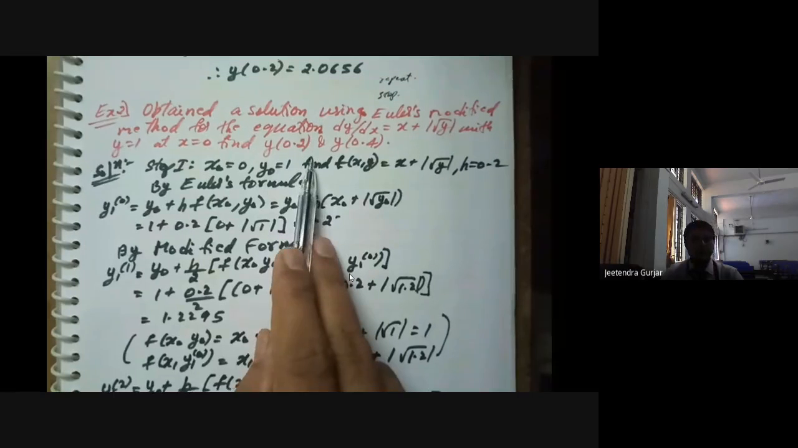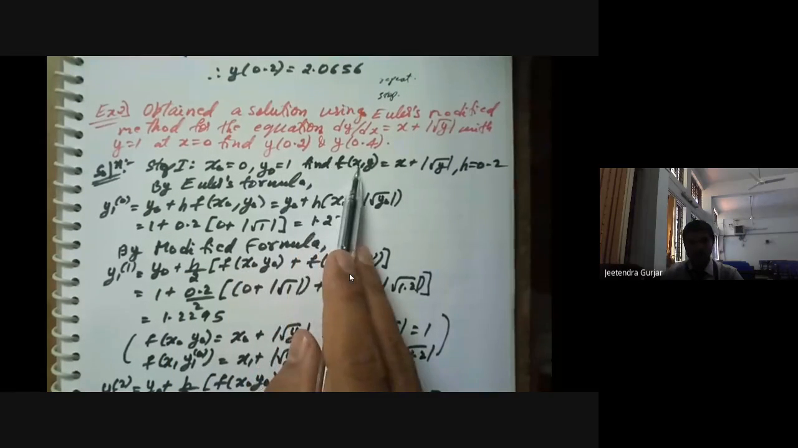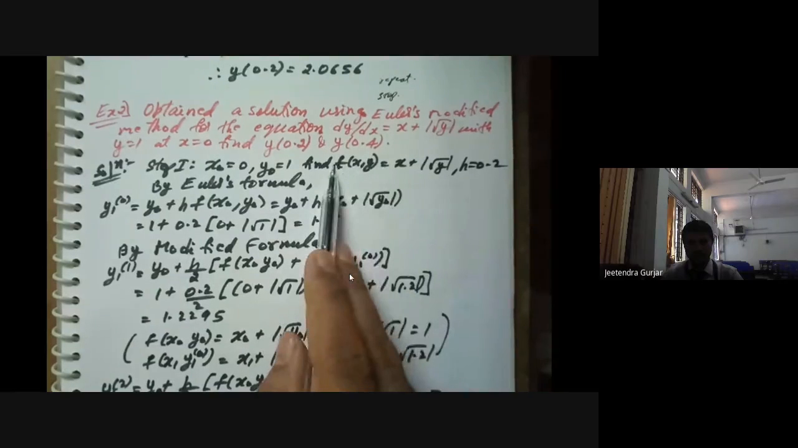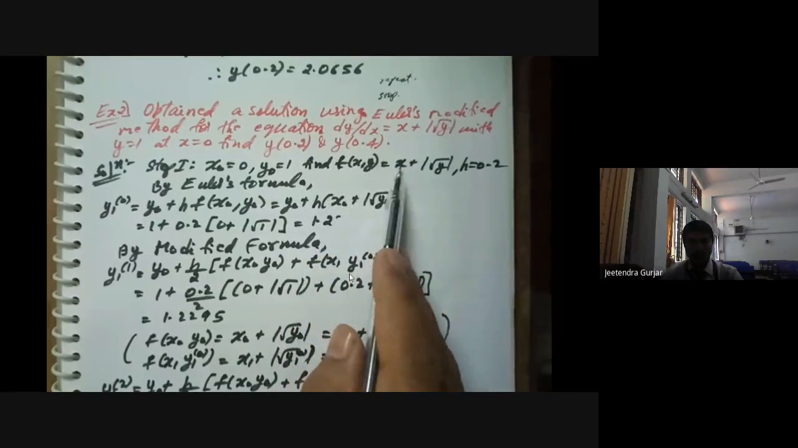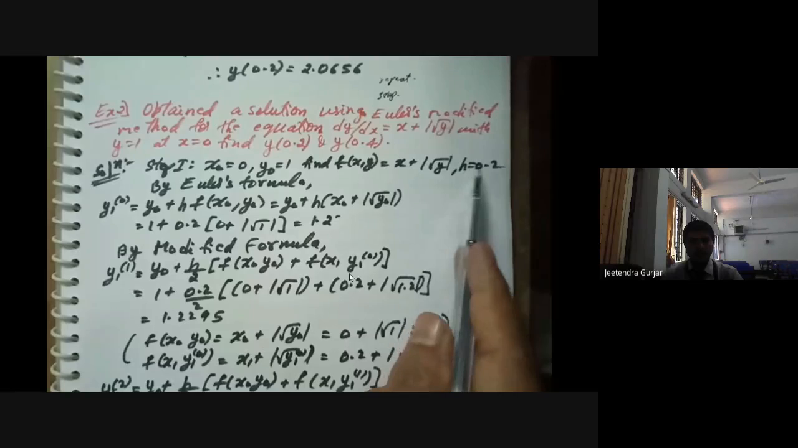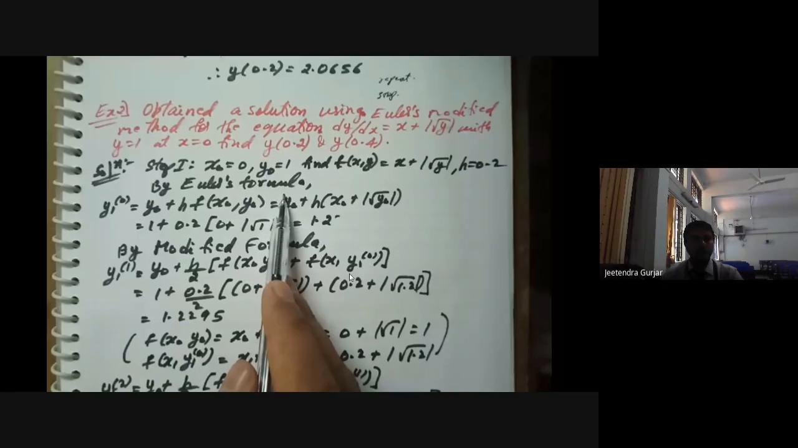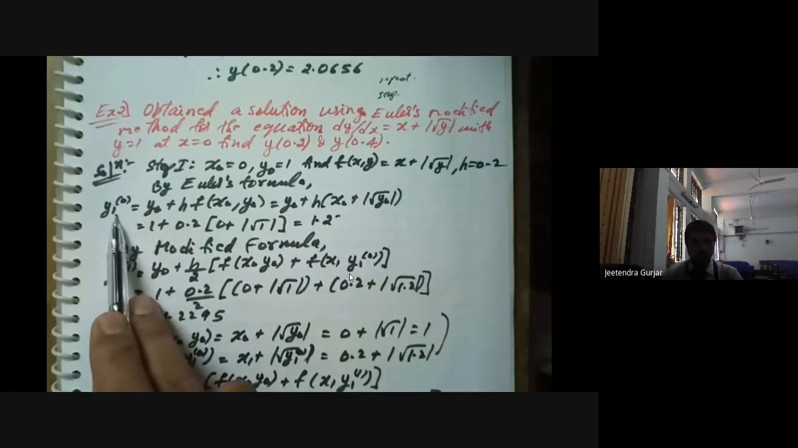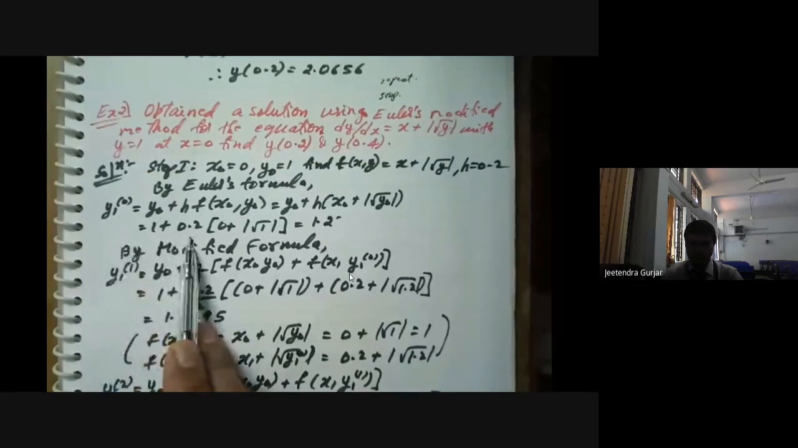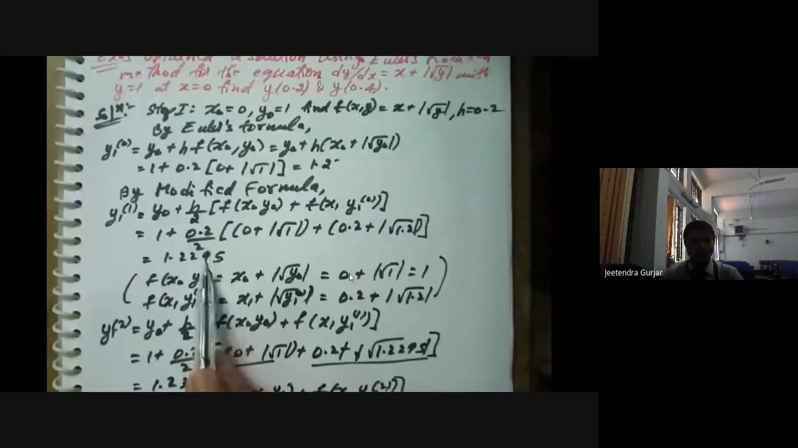Okay, so step 1 I will repeat. x0 you know is 0, y0 we get 1, f of x, y is nothing but x plus square root modulus of square root y, and h they have given 0.2. So here 0.2 will become 0.4 in the next. So by using Euler's formula, y1 raised to 0 we get 1.2, students. So by using this approximation we'll go for the next, that is the modified Euler's formula, y1 raised to 1, and we get 1.2295, students.